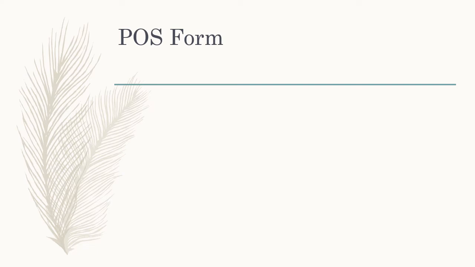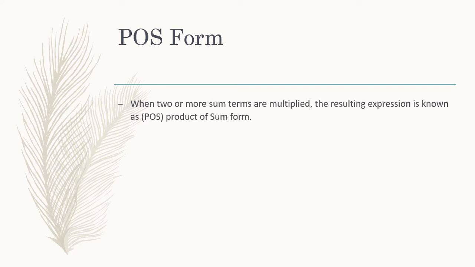Now let us see about the POS form. When two or more sum terms are multiplied, the resulting expression is known as the product of sum form. This is the example for POS, where we are making the product of the sum terms. So a plus b is a sum term and b plus c is also a sum term, and whenever we take the product of these two terms, that becomes the product of sum form.